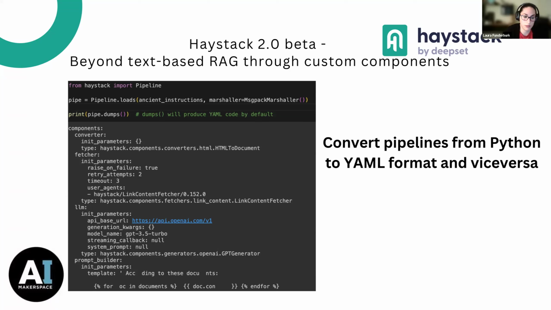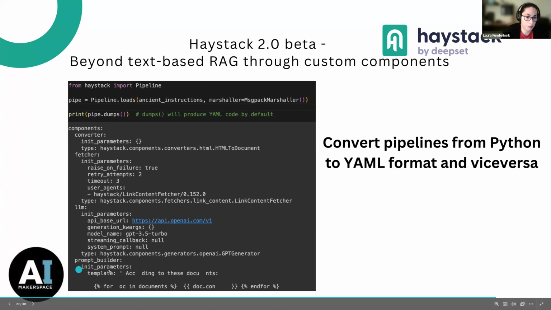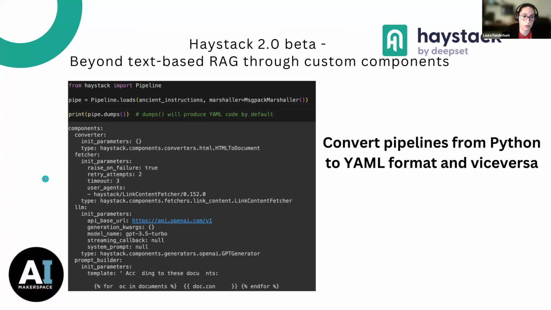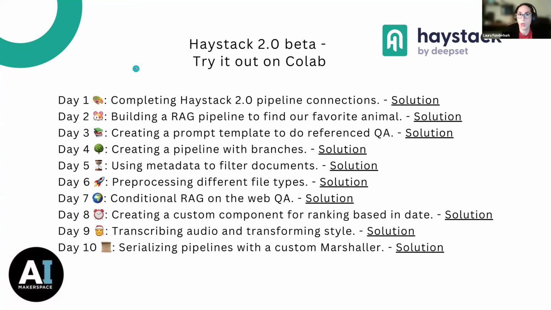or you want to deploy it on a specific cloud service. So we can dump the content of the pipeline through the dumps method. This will produce YAML code by default. And in here, it'll tell me which components I used. In this case, I have a converter, a fetcher, an LLM, and a prompt builder. And then it'll just dump that for me into YAML format, and vice versa. If I have a pipeline in YAML format, I can convert it into Python.